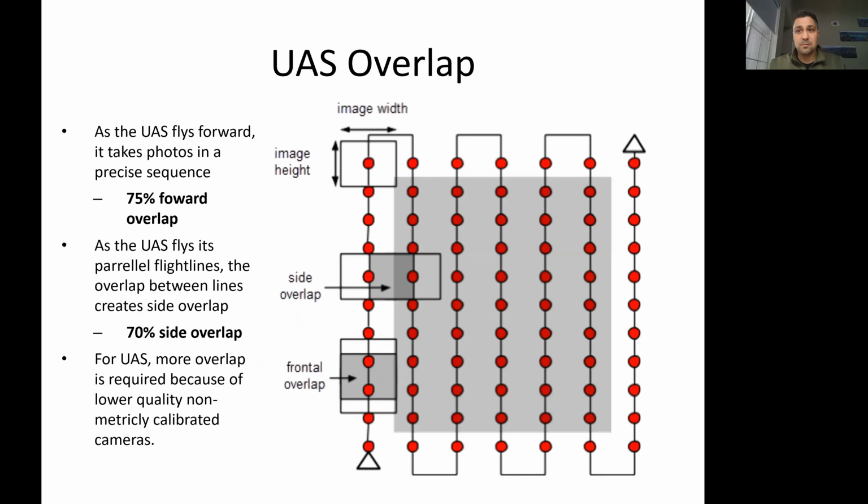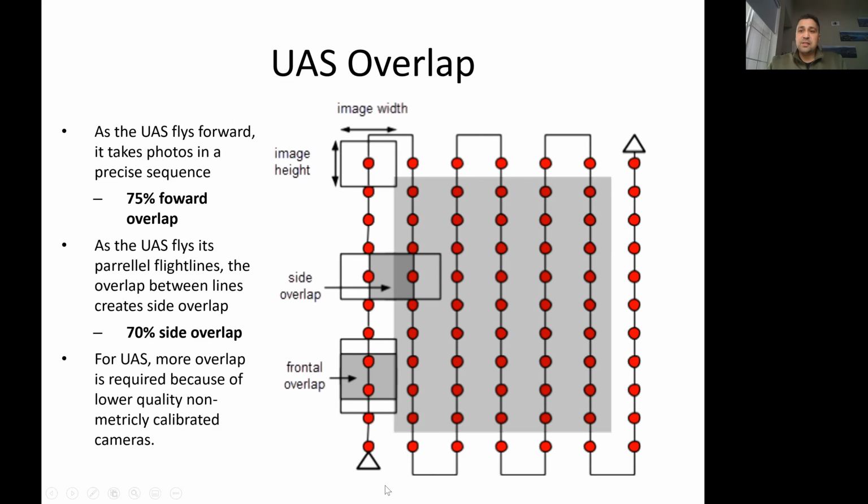Now, this probably does a better job of actually explaining that. In this graphic here, looking at this from a straight down perspective, here's your UAS overlap. I mentioned this already, as the drone is flying forward, it's capturing its photos in a very precise sequence. So look at how straight these lines are. We call these flight lines, okay? Flight lines. And these are very straight lines. We're going to program our drone flight software to fly lines like this for us automatically.